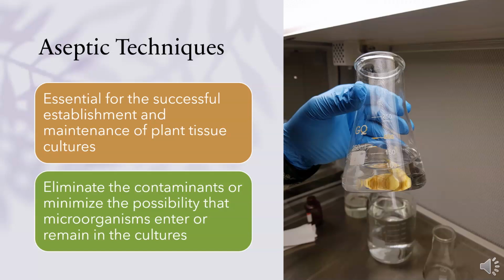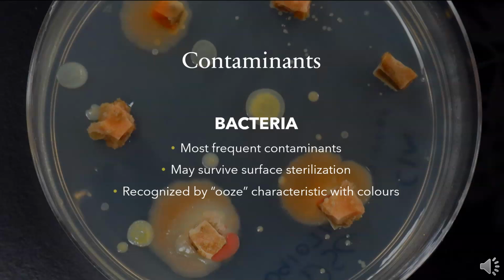The purpose of sterilization and aseptic technique is to eliminate contaminants, or minimize the possibility that microorganisms enter, or remain in the cultures. The list of organisms, identified as contaminants in plant tissue cultures, includes bacteria, fungi, viruses, yeasts, mites, and thrips. Contamination with bacteria is considered the most serious, and has been extensively described in the literature.